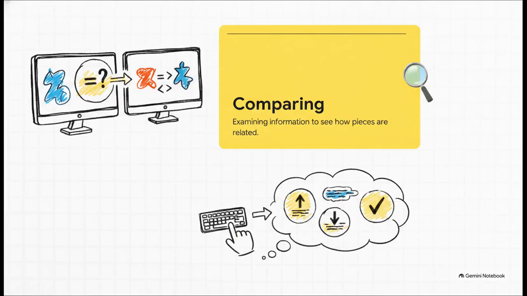The second big type is comparing. This is when the computer checks how different pieces of data relate to one another. Are they exactly the same? Is one bigger than the other? Think about a number guessing game where the secret number is 60. You guess 75. The computer compares the two and instantly tells you, too high.